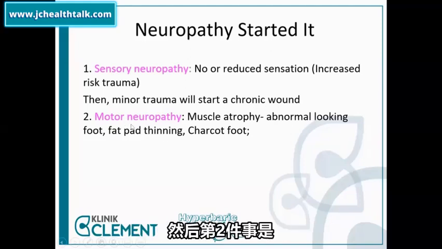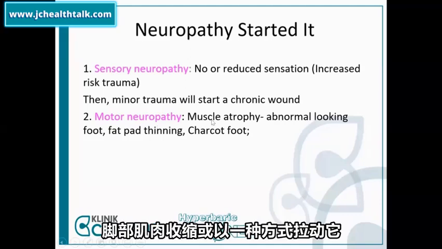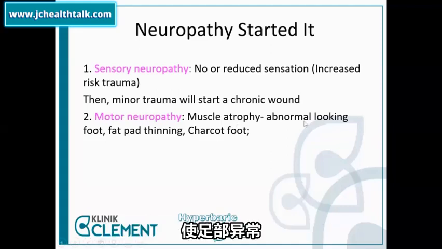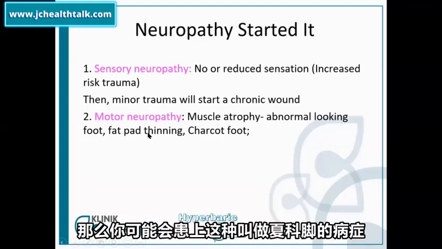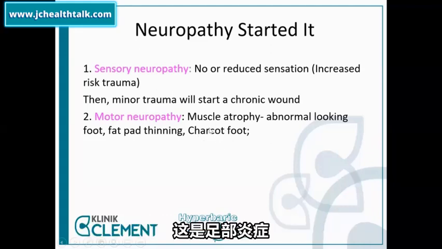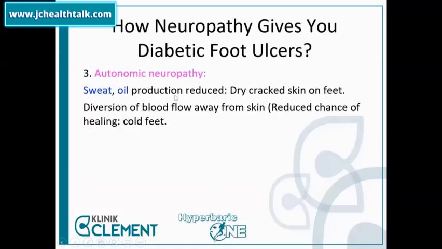And then the second thing is there is motor neuropathy. The muscle will become contracted or pulled one way, making the foot abnormal, and then the fat pad on the sole of the foot is getting thinner, and then you may develop this condition called Charcot foot. It is an inflammation condition in the foot, and I will talk about it more later.